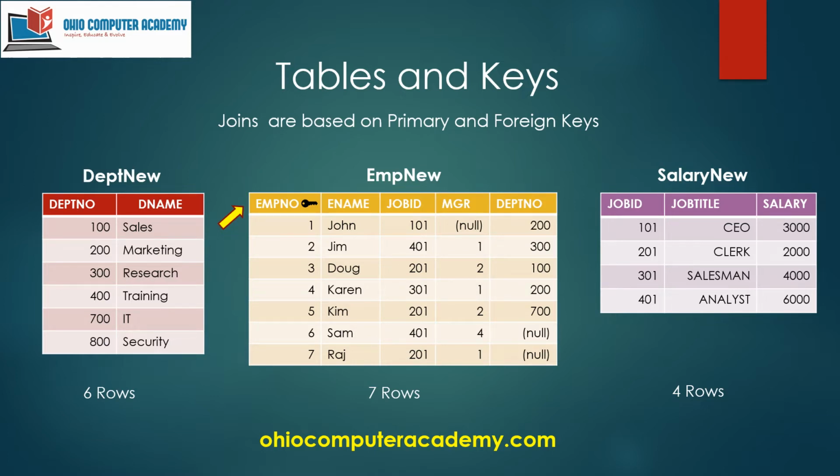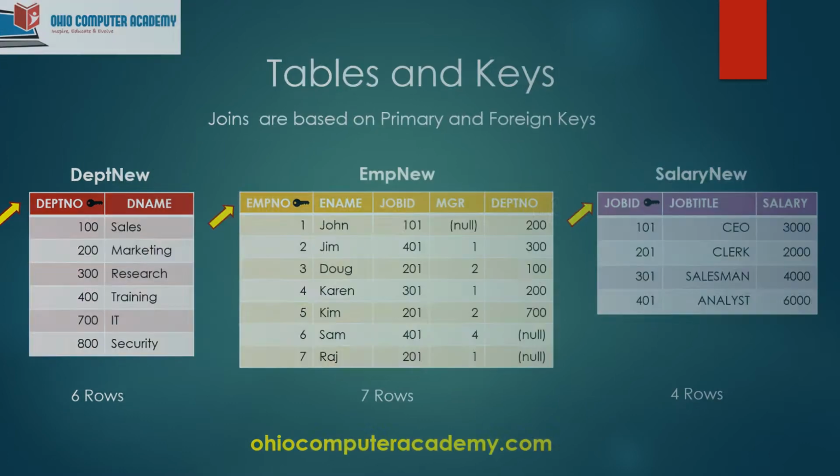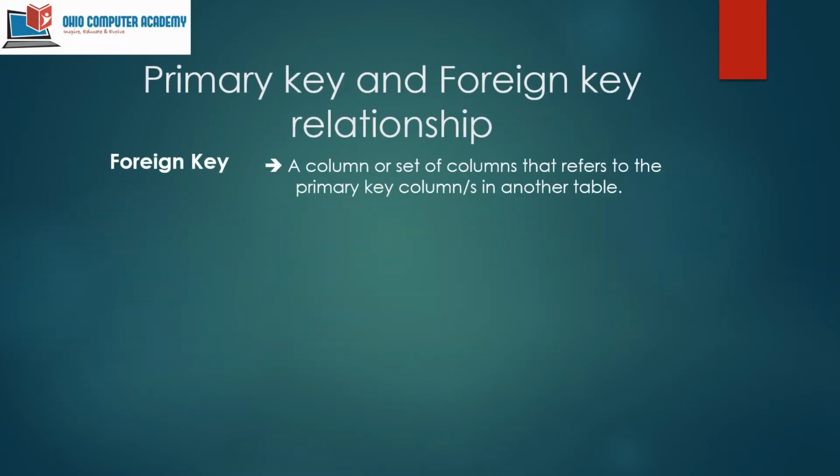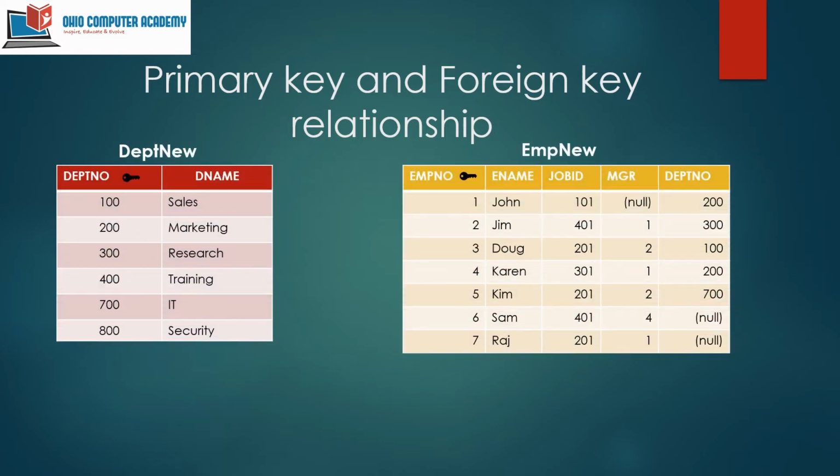Similarly, in the department new table, department number is the primary key, while in the salary new table, job ID is the primary key. A foreign key is a column or set of columns that refers to the primary key column in another table. It has the same value as the primary key in the reference table. Two tables are said to be in a relation based on the primary and foreign keys between the tables. Let's now understand the relationship between these two keys.